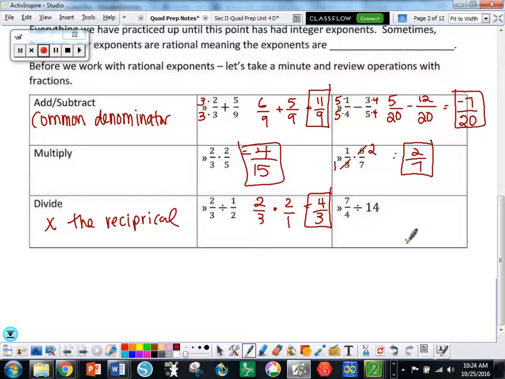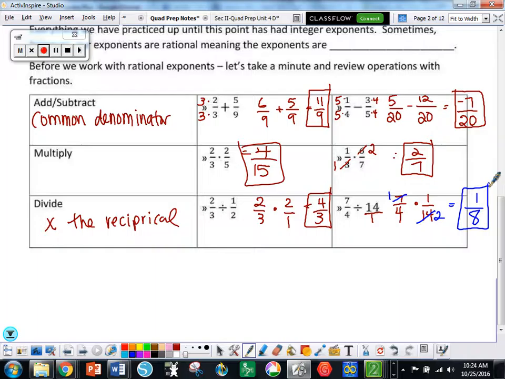How do I flip a 14 though? Put a 1 under it, so you freeze the first one, change to a multiply, and then flip. Is there some cross-canceling that can happen here? Yeah, take care of that first, it will make the multiplying easier. So 7 and 14, what goes into both of those numbers? 7. Divide by 7 you get 1, divide by 7 you get 2, and then multiply straight across. What will you get? 1 over 8.